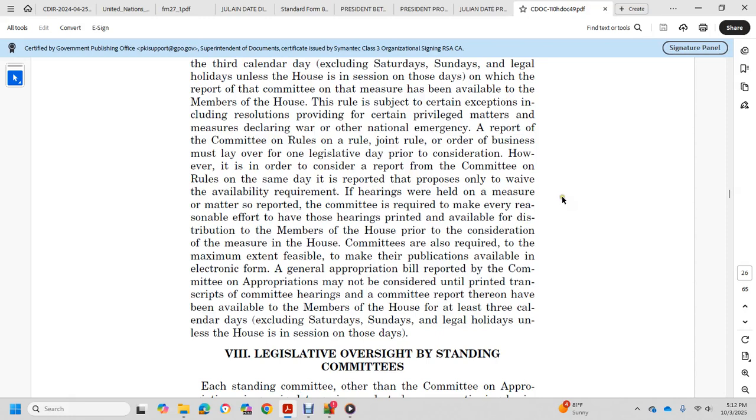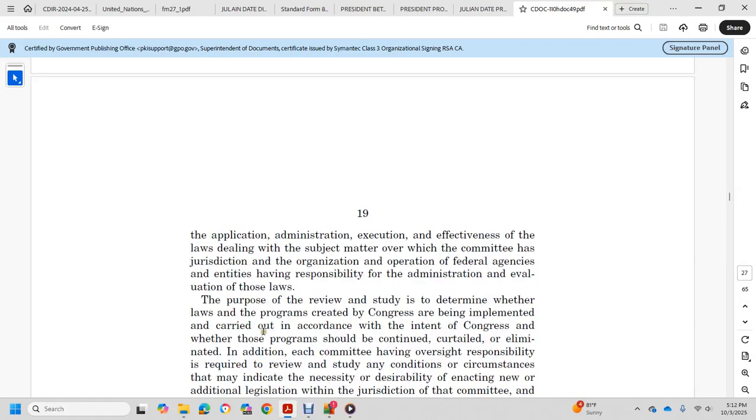All right, how laws are made in the House. 8. Legislative oversight by the standing committees. Each standing committee is required to review and study, on a continuous basis, the operation of the federal agencies that are responsible for the administration and evaluation of these laws.